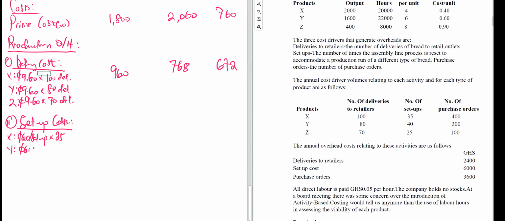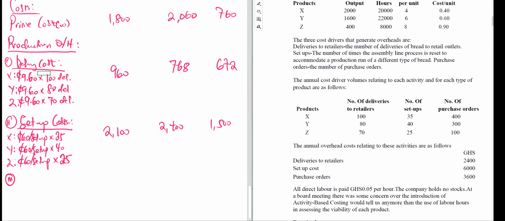Why 60 CDs per setup? This guy took how many setups? 40. Okay. This guy took how many setups? 25, right? 25. We multiply again 60 by 35. That gives us 2,100. We have 60 by 40. That gives us 2,400. 60 by 25. That gives us 1,500, right? So that is done.